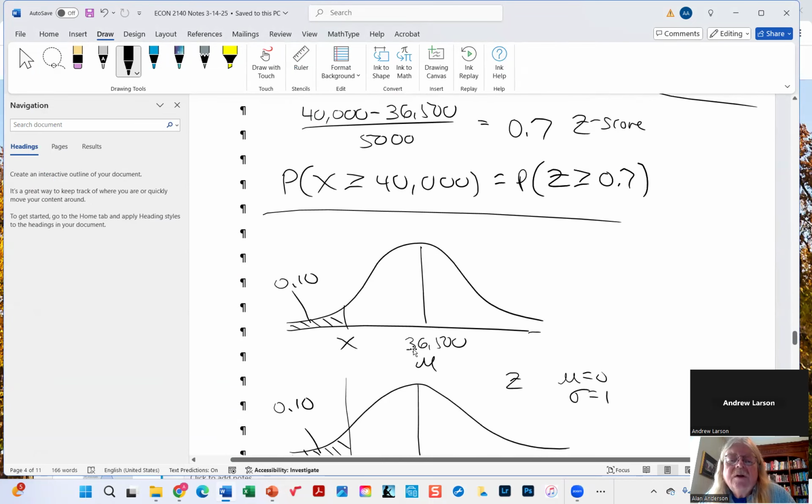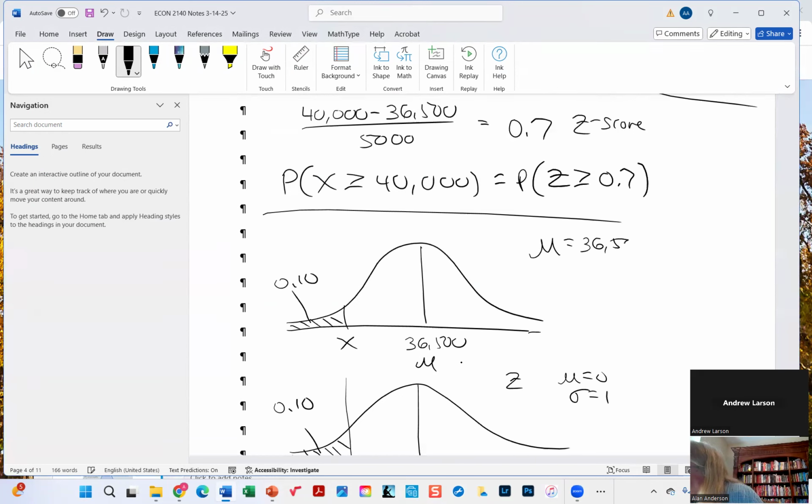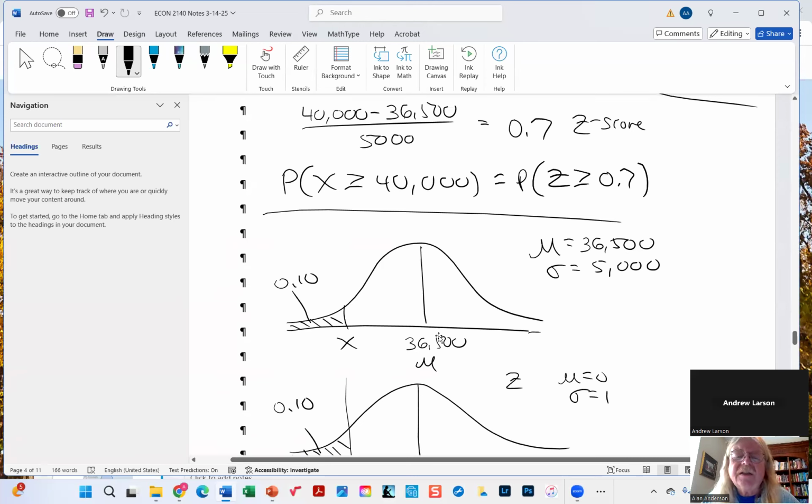Okay, so here it is. We know that the mean is 36,500. And we know that the standard deviation is 5. So X, if you notice, X is sitting there. X represents the number of miles such that 10% of the time the number of miles would be less than X, right? But we don't know what X is. So one way we could go about this is to convert that X into a Z-score.